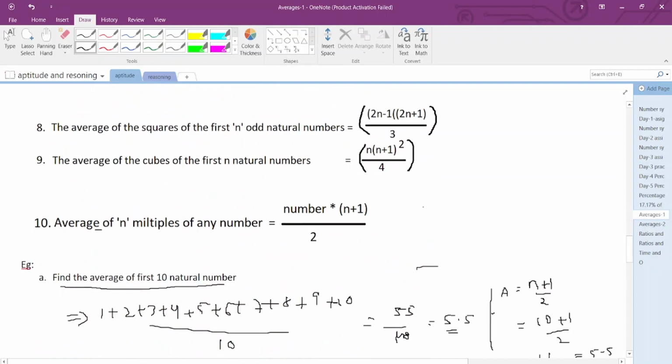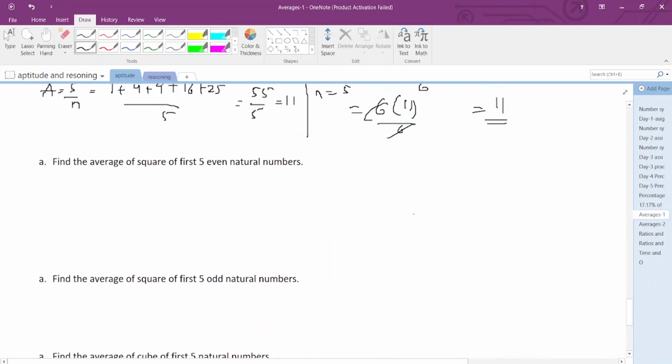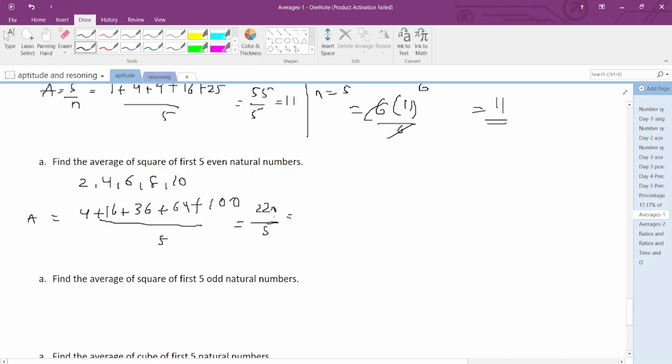Okay, so let's solve this question now. See, first find the average of square of first 5 even natural numbers. First of all, we have to find the first 5 even natural numbers. What are the first 5 even natural numbers? 2, 4, 6, 8 and 10. So they are talking about the squares of these, right? Which means 4 plus 16, 6 square 36, 8 square 64 and 10 square 100. So how will we do average? Average is equal to sum of all these items by 5. So we got 36 plus 64, 100, 100, 200 and 220. So 220 by 5.